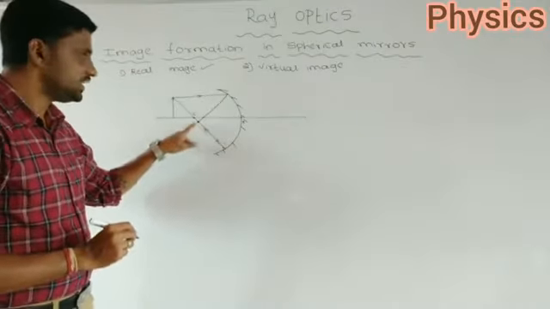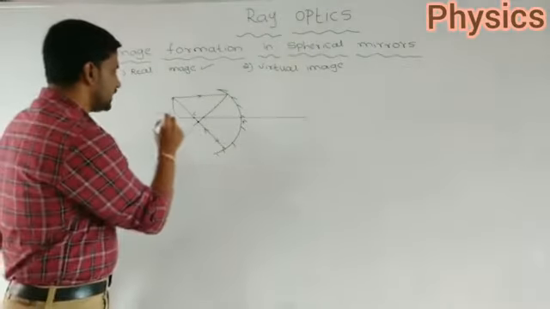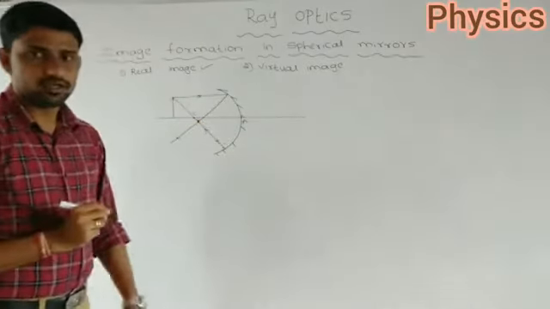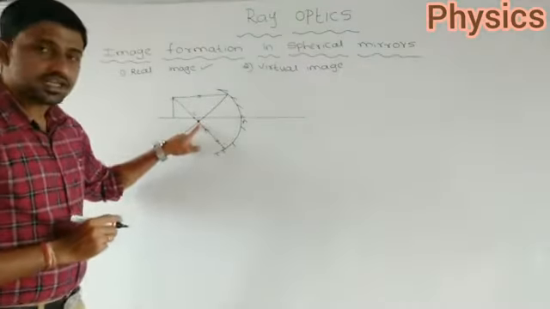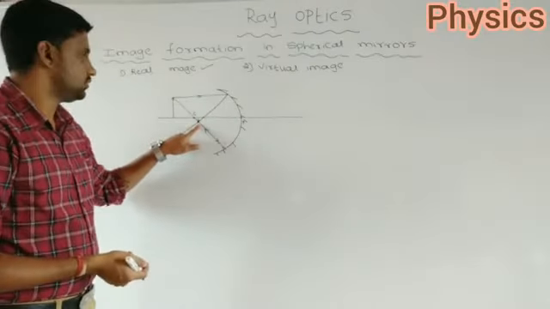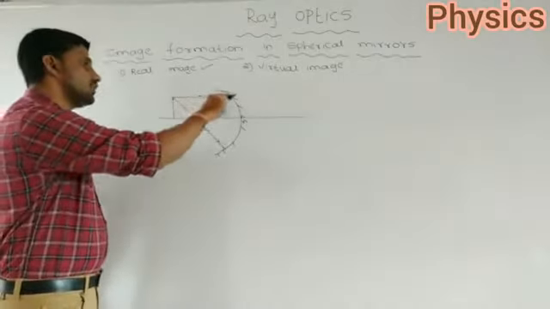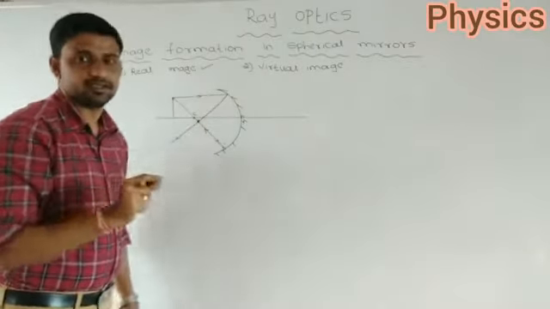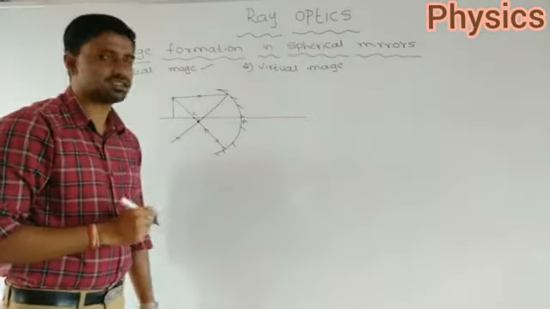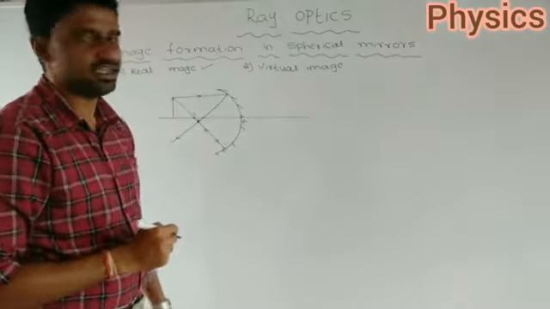That means at this point I am getting an image of this object. I am getting the image here. So this type of image is called a real image, because after reflection the rays actually meet. They really meet. So that type of image is called a real image. That is about real image.